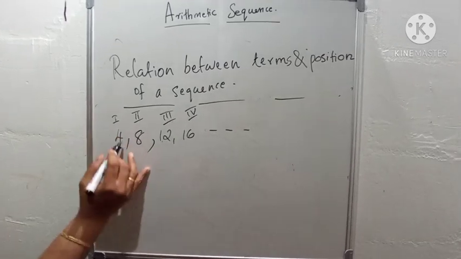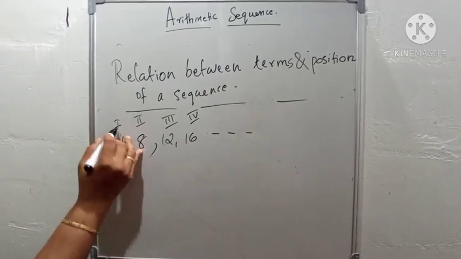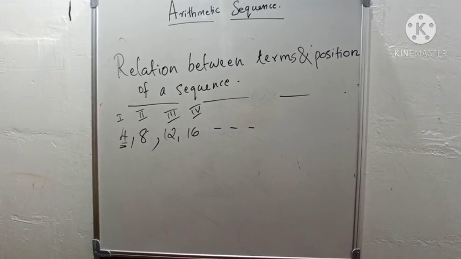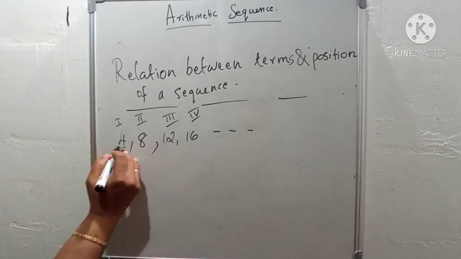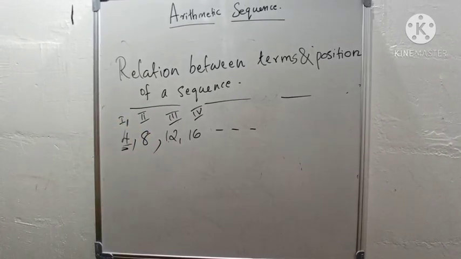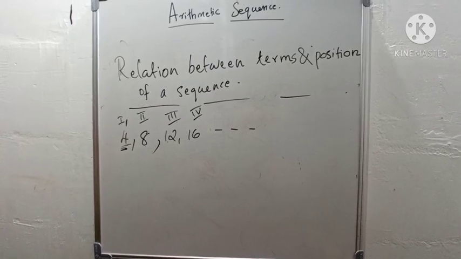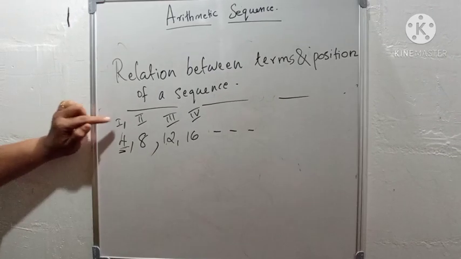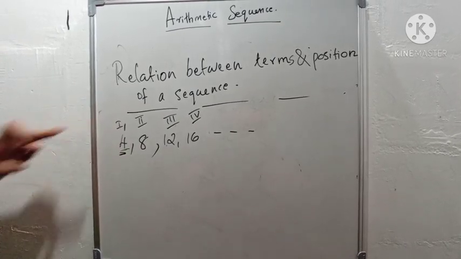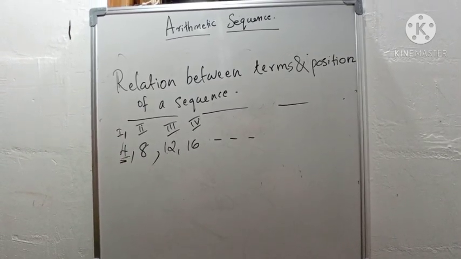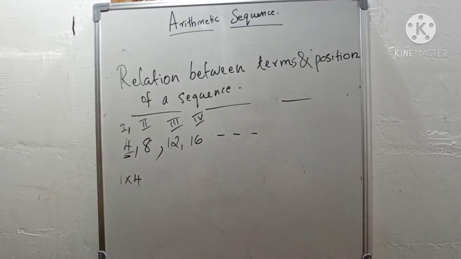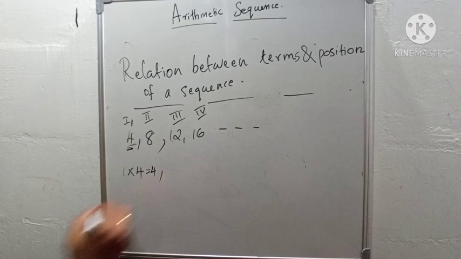Then what is the relation between the first position and the first term? See, 4 and the first position. 1 is the first position, meaning the number representing the position is 1 and the term is 4. Then what is the relation between 1 and 4? We know that 1 into 4 is 4. Right? 1 into 4 is equal to 4.